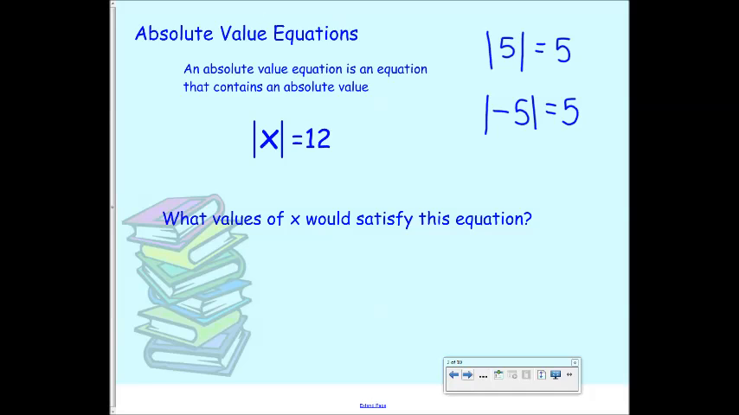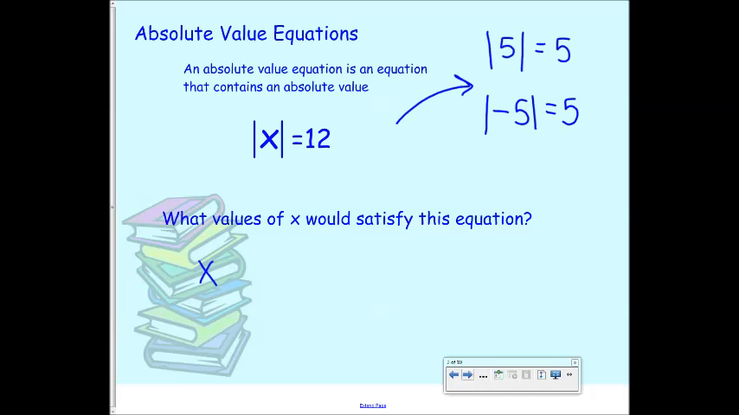So if we have an absolute value equation, that means we're talking about an equation that contains an absolute value symbol. In this case, we have the absolute value of x equals 12. There are some values of x that would satisfy this equation. What are they? What could we plug into x that would make this statement true? There are two choices. If we look at what I put up before, what might my two choices be for what I could put in for x?